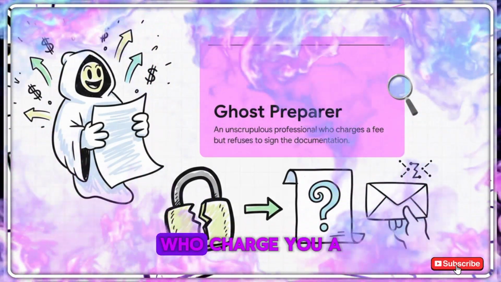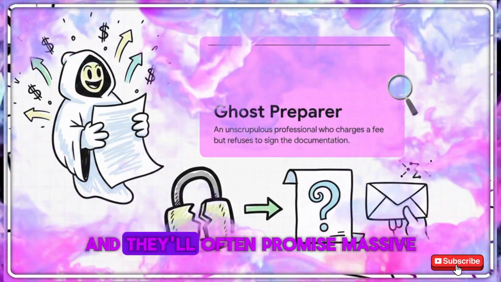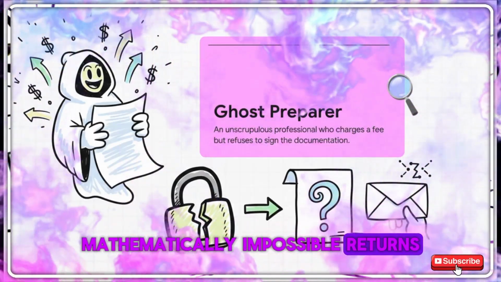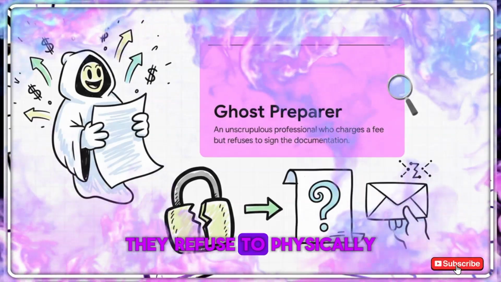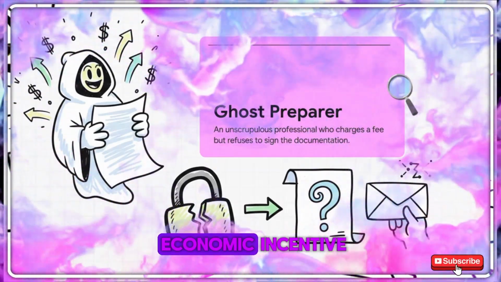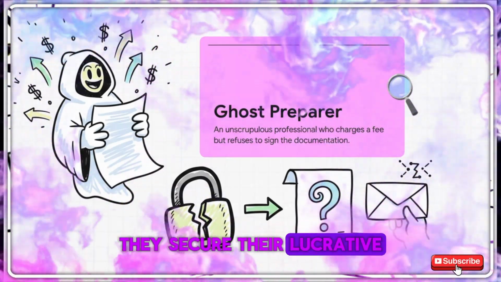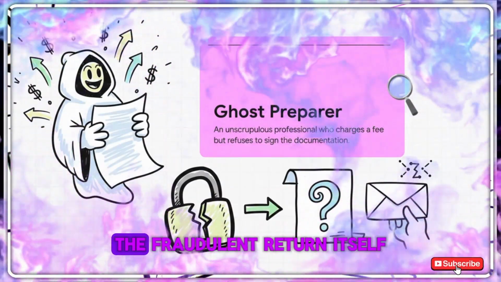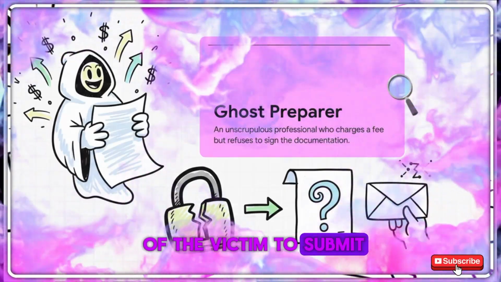These are individuals who charge you a fee to prepare your financial and tax documents, and they'll often promise massive, mathematically impossible returns. But crucially, when the paperwork is all done, they refuse to physically or digitally sign it as the preparer. The economic incentive for the fraudster here is absolutely perfect. They secure their lucrative fee up front in cash while leaving the toxic asset, the fraudulent return itself, entirely in the hands of the victim to submit.